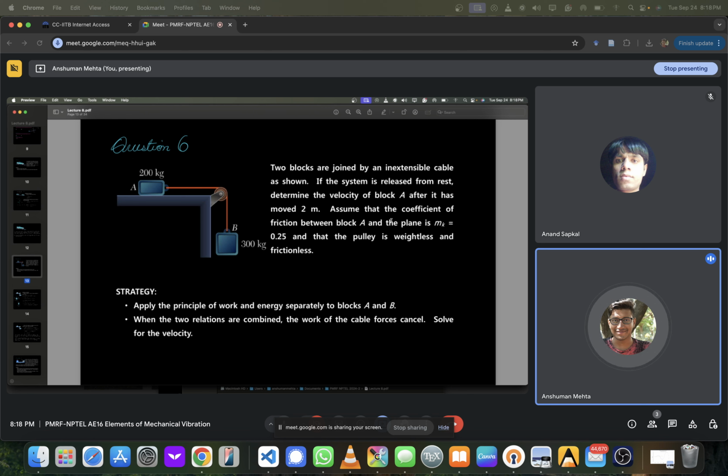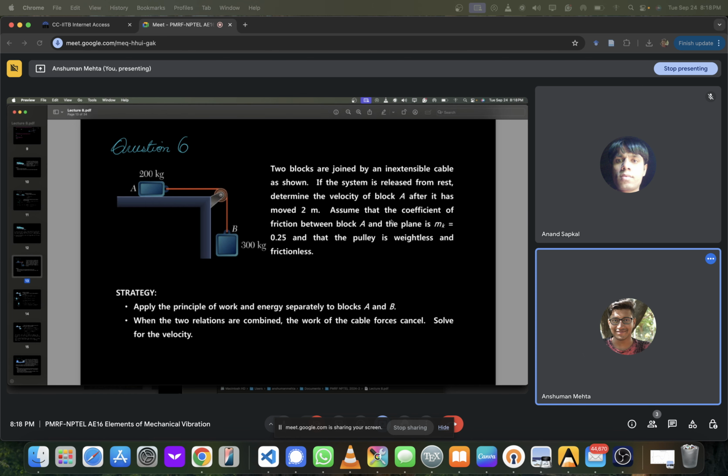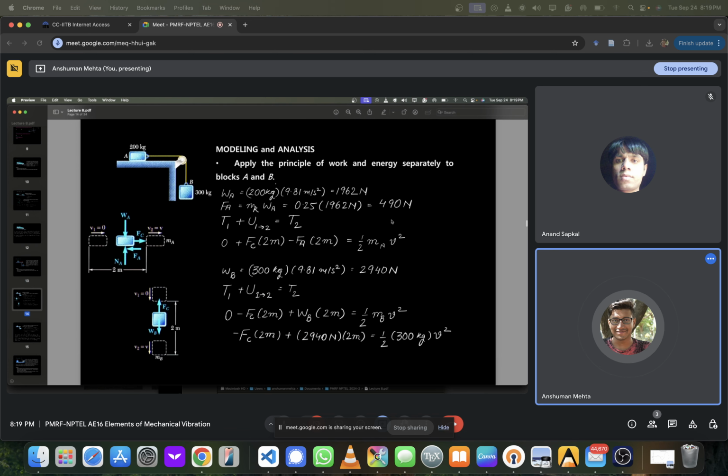So again, the strategy is to apply the principle of work and energy, separately to block A and B. Then when the two relations are combined, the work of the cable force cancels, and then we can solve for the velocity. So first is modeling and analysis, and we are applying the principle of work and energy separately to block A and B. Now this is the figure.